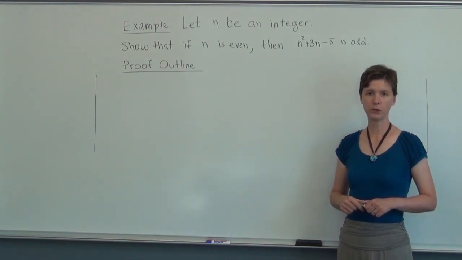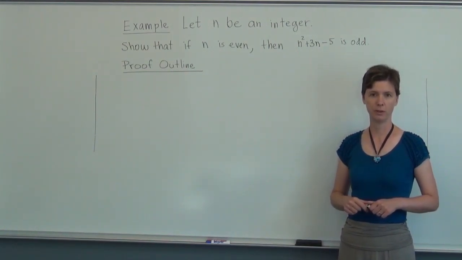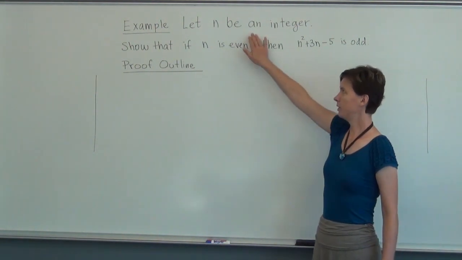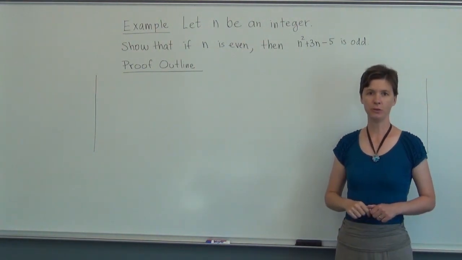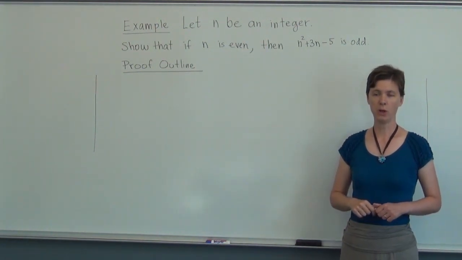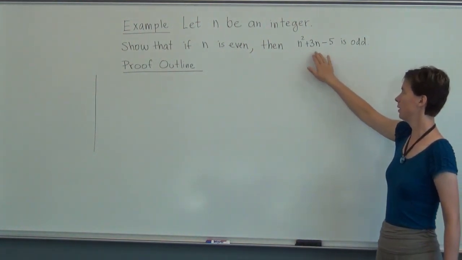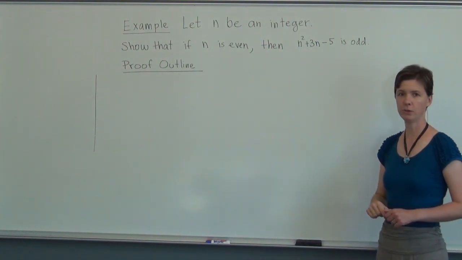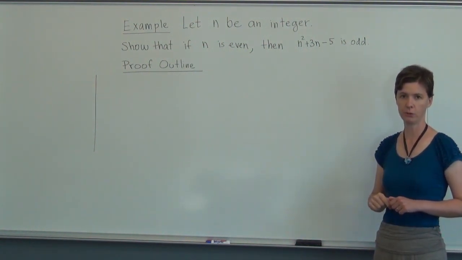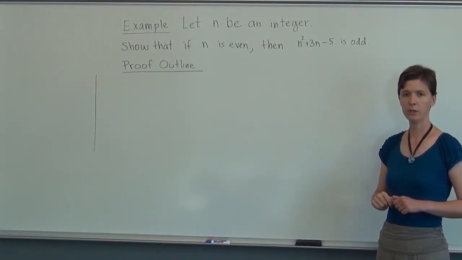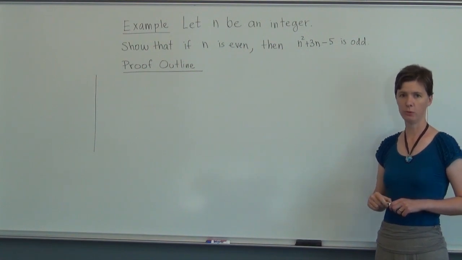This is our first example of a proof. We will assume that n is an integer, and we will show that if n is even, then the expression n squared plus 3n minus 5 represents an odd integer. What is it that we're actually trying to show? Let's break it up.